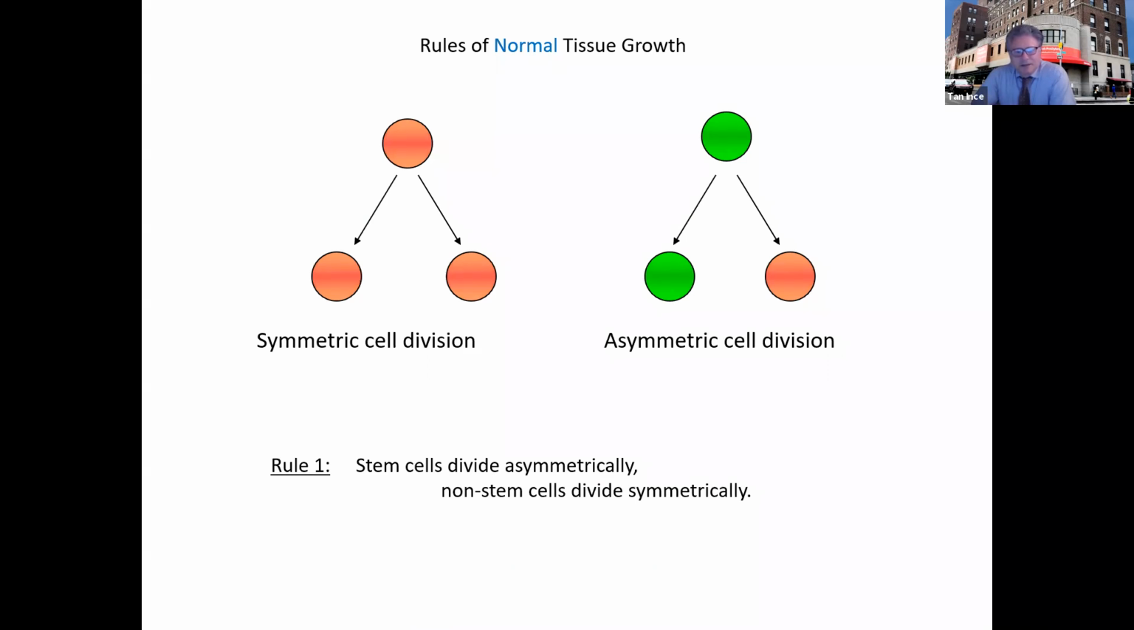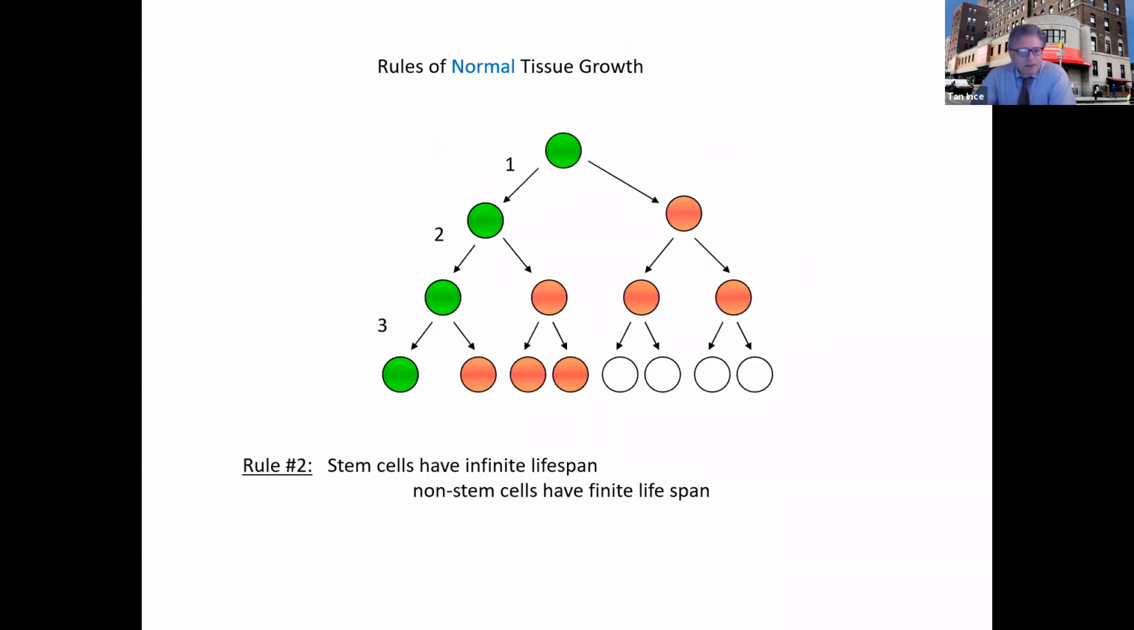And the definition is it's asymmetric, because one of the daughter cells is a stem cell, so it regenerates itself. That's the green color. And the other cell is a non-stem cell, red. So rule number one is stem cells divide asymmetrically and non-stem cells divide symmetrically. If you look at rule number two, stem cells have infinite lifespan, because at every division, they create a daughter cell that's a stem cell.